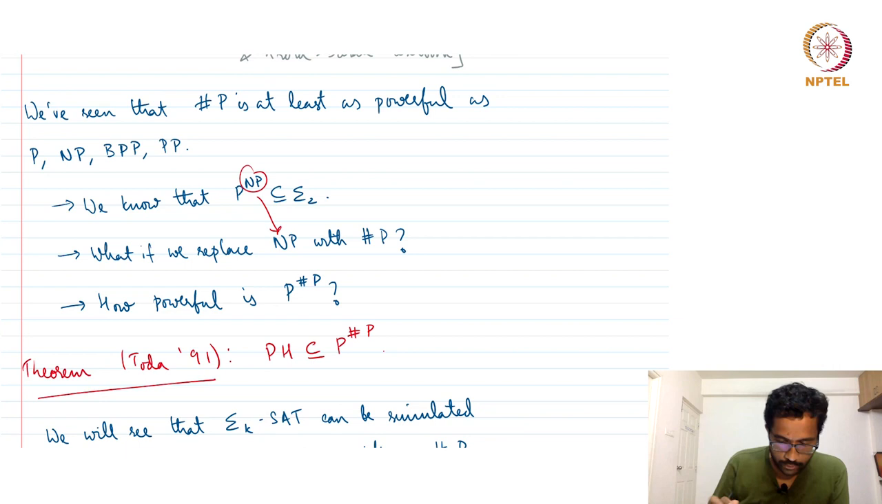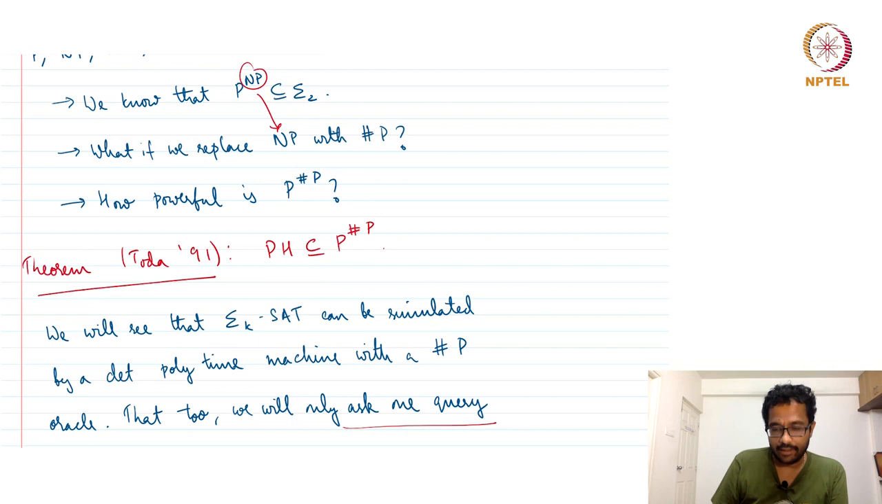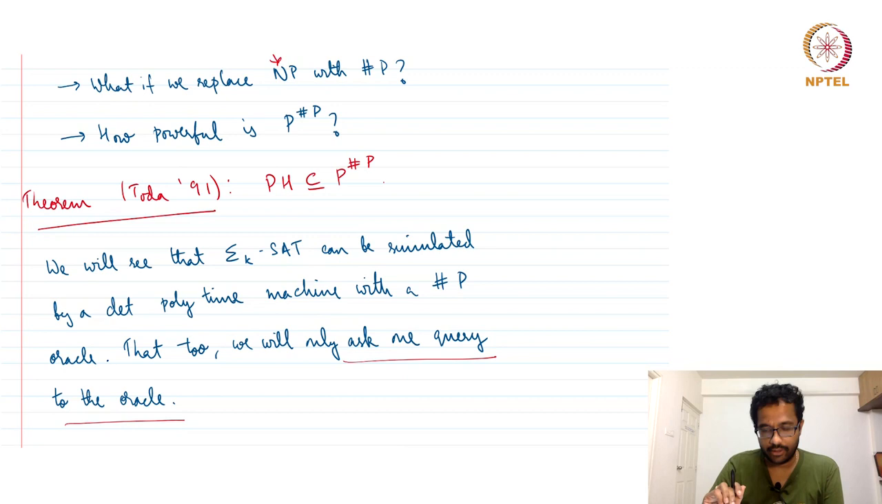So now the question is, when we had P with an NP oracle, we got a class that is bigger than NP. Now what if we replace NP with Sharpie here? We know Sharpie can simulate NP, but from sigma 2 on the right hand side, how far do we go, right? So that's the question. And the answer, as I already stated, is that the entire polynomial hierarchy can be simulated with P with access to a Sharpie oracle.